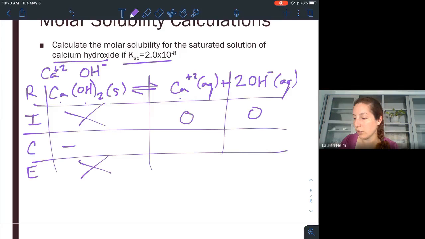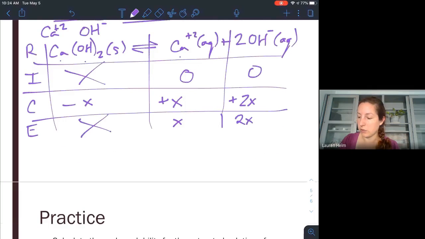But we know we're going to lose X amount of calcium hydroxide, and we're going to gain in a 1-to-1 ratio X amount of calcium ion, and in a 1-to-2 ratio, 2X amount of the hydroxide. 0 plus X is X. 0 plus 2X is 2X. So what do we do from here? Well, we still know how to write our expression. That is the calcium ion concentration times the hydroxide ion concentration squared.